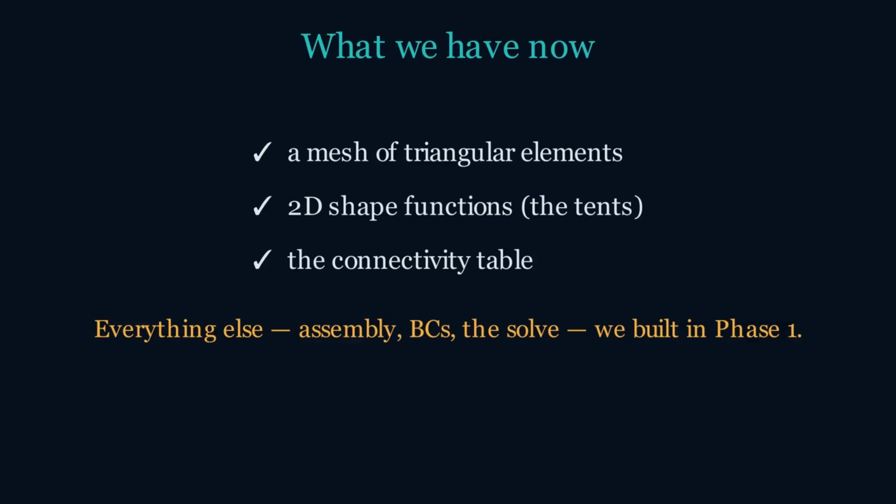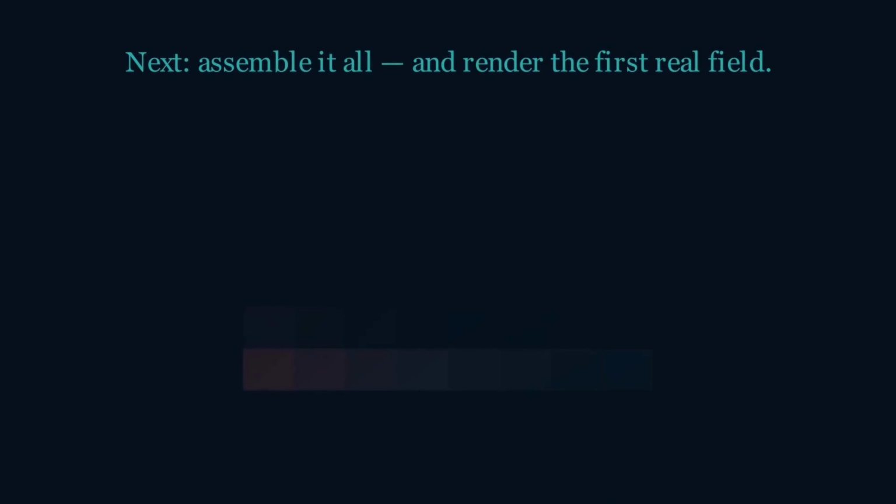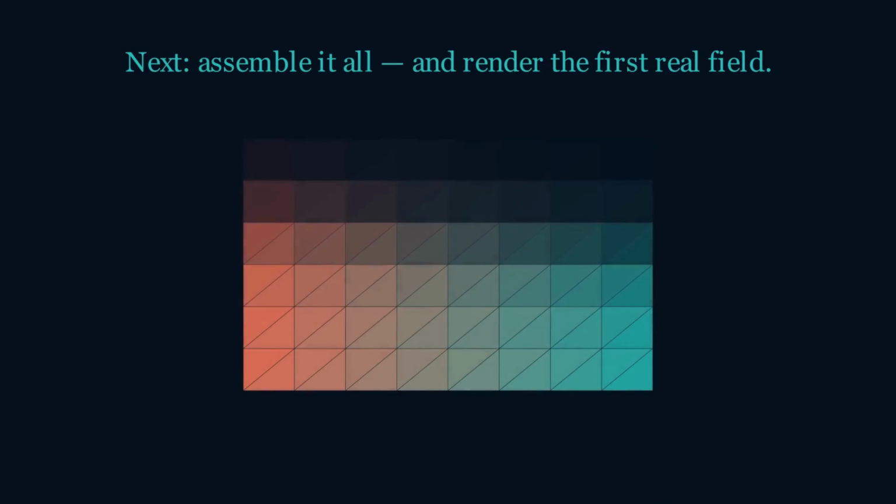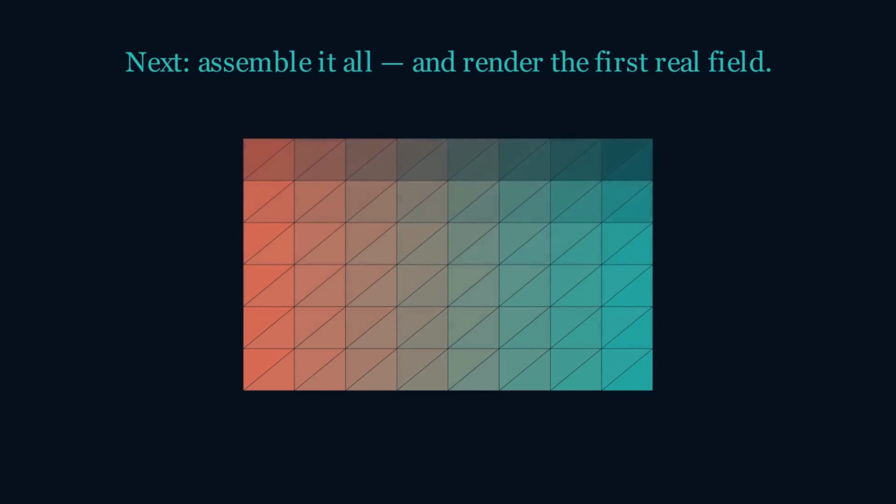It carries over unchanged. So next episode, we put every piece together and solve our first genuine two-dimensional problem, watching a temperature field spread across a real plate, computed entirely by code we wrote ourselves. This is where it finally looks like the software you've seen, except you'll know exactly what's underneath.